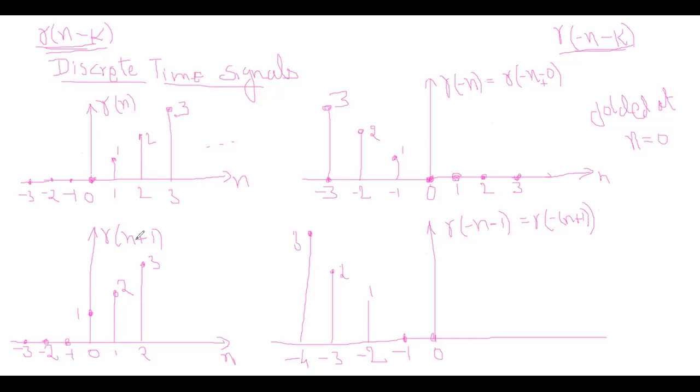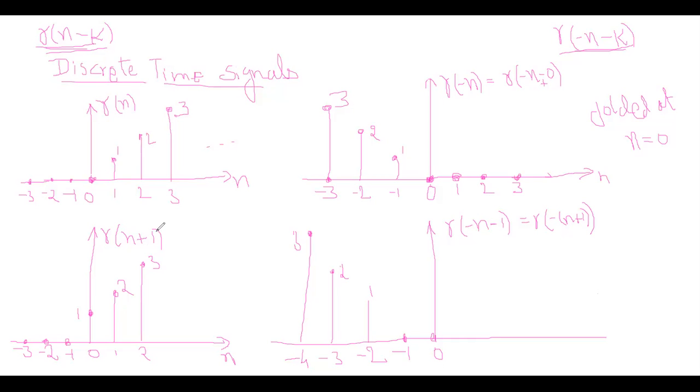Same thing, r of n plus 1. Now the folding occurs at minus 1. Whenever the fold occurs at minus 1, the minus 1 value has no change. This 0 will get at 2, and the 1 value will get at 3, and the 2 value will get at 4. Understood, my dear students? Okay, folding occurs at minus 1. So, with another example, we can understand.